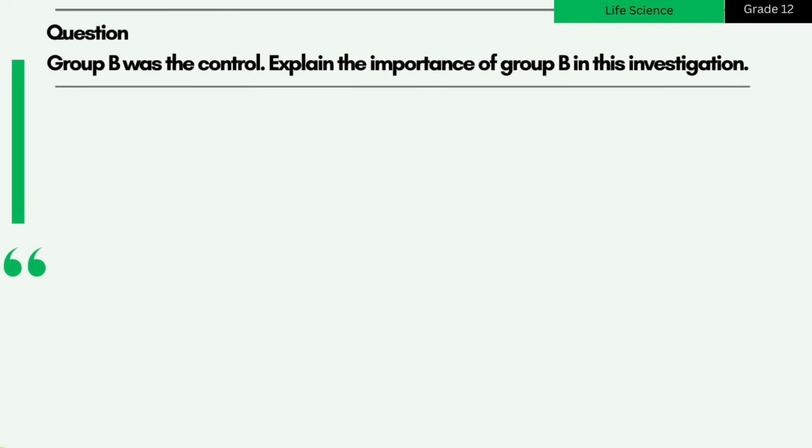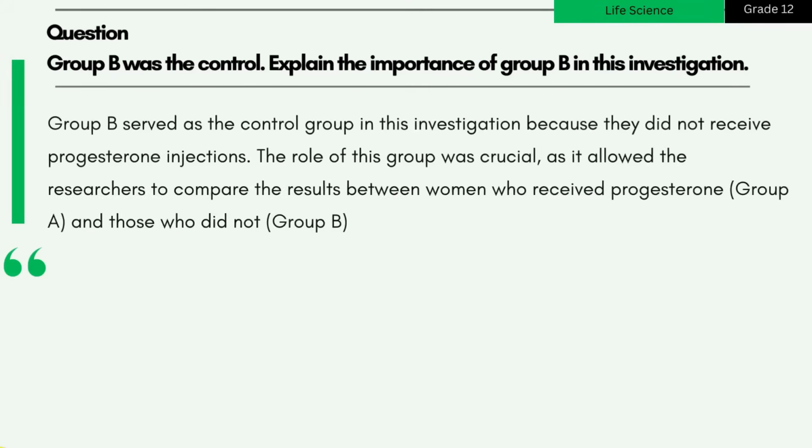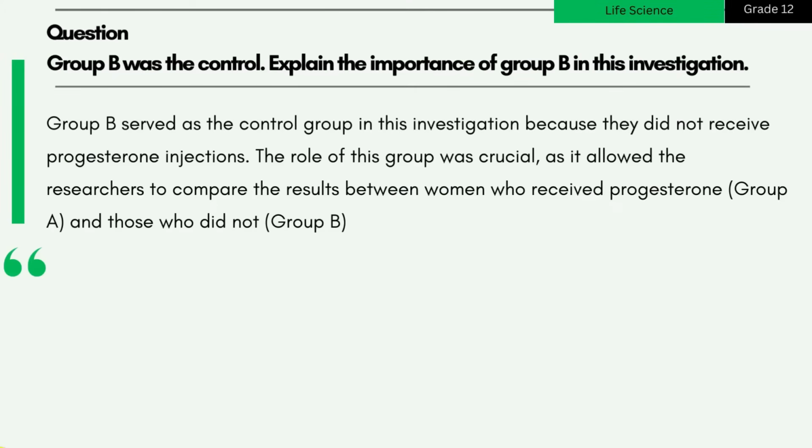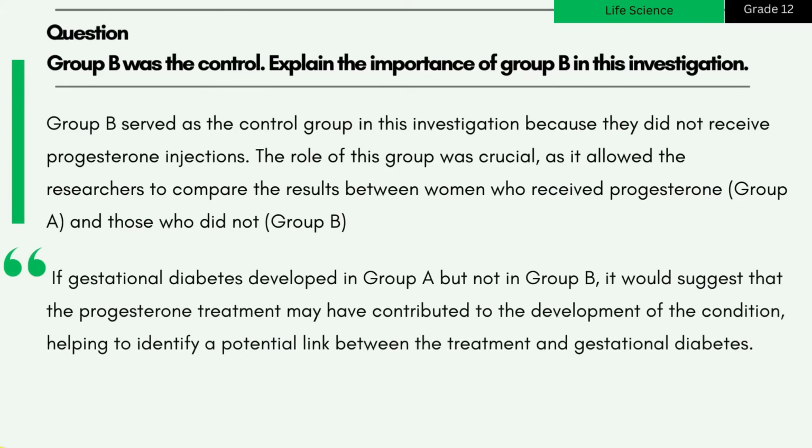Question. Group B was the control. Explain the importance of Group B in this investigation. Group B served as the control group in this investigation because they did not receive progesterone injections. The role of this group was crucial, as it allowed the researchers to compare the results between women who received progesterone, Group A, and those who did not, Group B. If gestational diabetes developed in Group A but not in Group B, it would suggest that the progesterone treatment may have contributed to the development of the condition, helping to identify a potential link between the treatment and gestational diabetes.